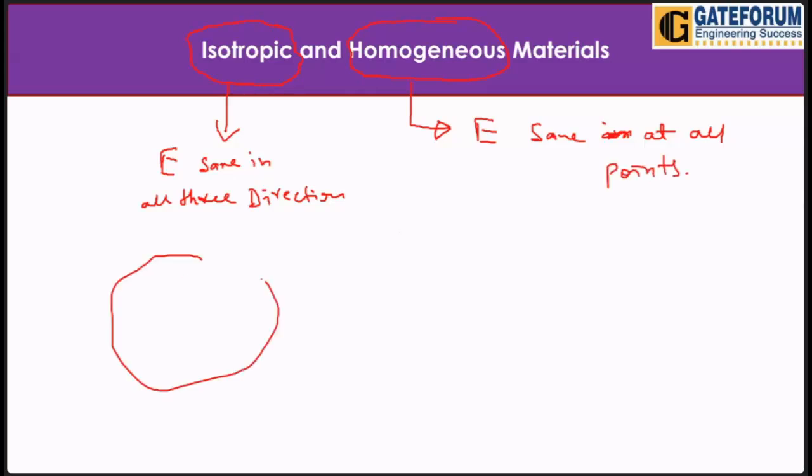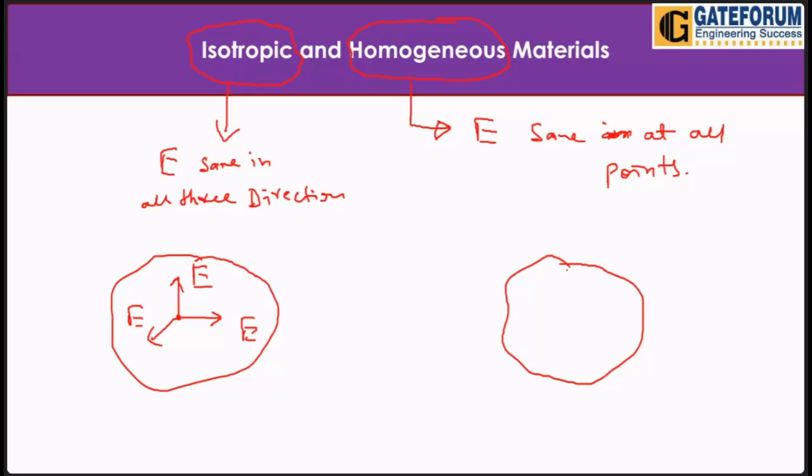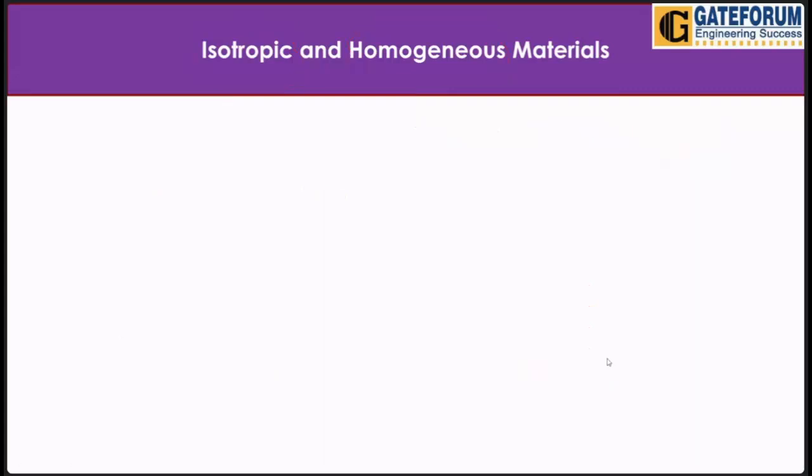For example, the value of E will be the same in all three directions: here E, here also E, here also E. But homogeneous means the value of E will be the same at all points: here E, here E, everywhere E. So isotropic and homogeneous means E is the same at all points in all directions.